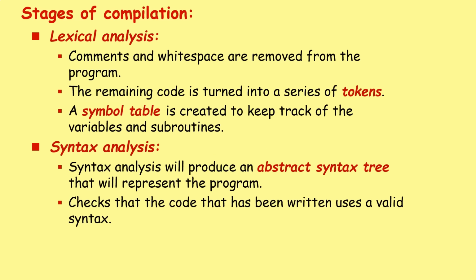What happens when your software is compiled? Let's take a look at the stages of compilation. First of all, we have lexical analysis. Here, comments and whitespace are removed from the program. The remaining code is turned into a series of tokens. A symbol table is created to keep track of the variables and subroutines. We then move on to syntax analysis. This will produce an abstract syntax tree that will represent the program. It checks that the code has been written using a valid syntax.